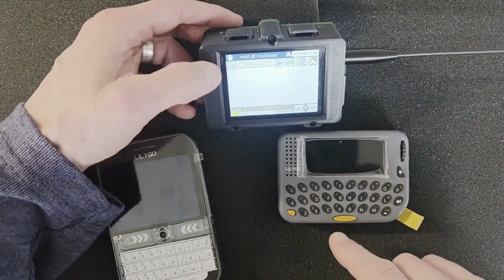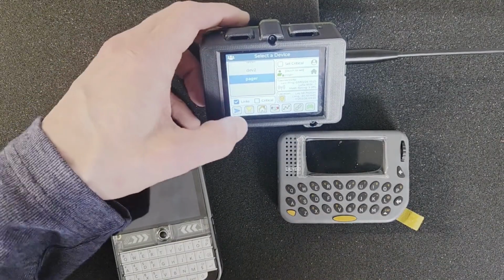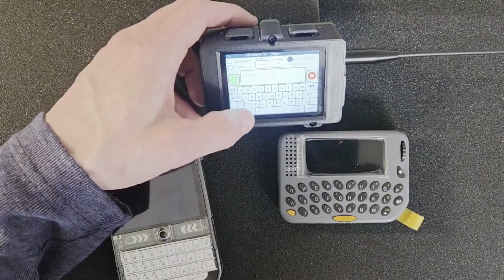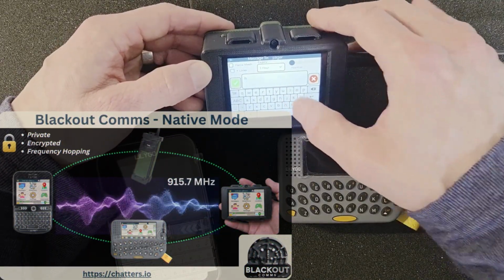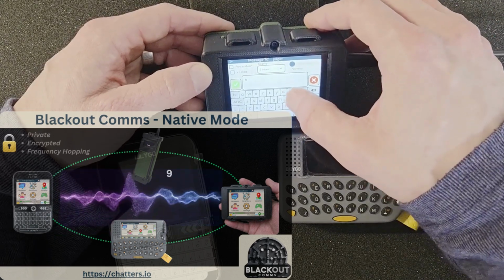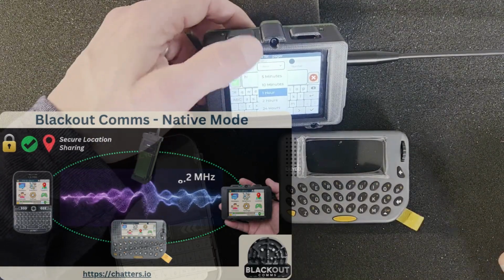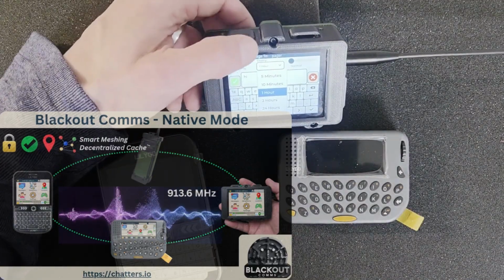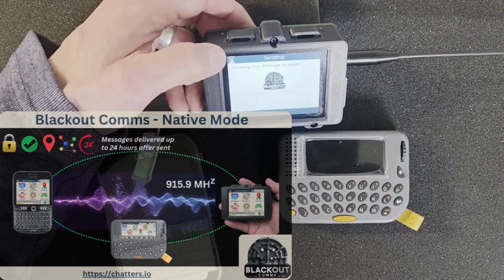This one's called Pager. So I just find the device there, and I can send a message. I can tell it how long the message should have before it expires, set the priority. I'm just going to go ahead and send this.